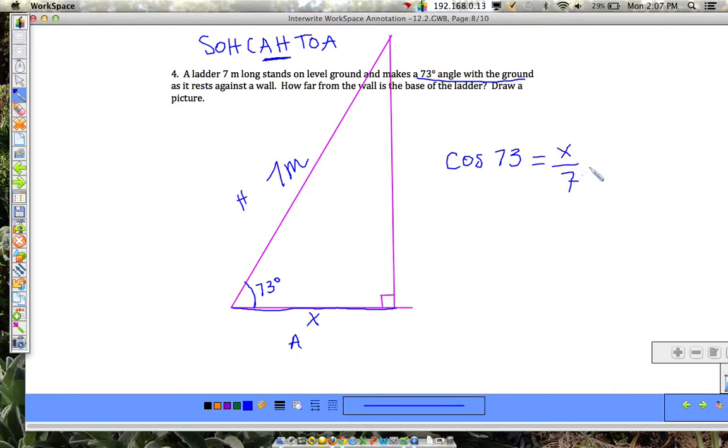I can solve, multiply both sides by 7, and I will get x is going to be 2.05 meters. And that seems pretty reasonable. If my ladder is going to be that steep, there's not going to be that much distance between the house and the wall. So this is going to be 2.05 meters. Let's try another one.